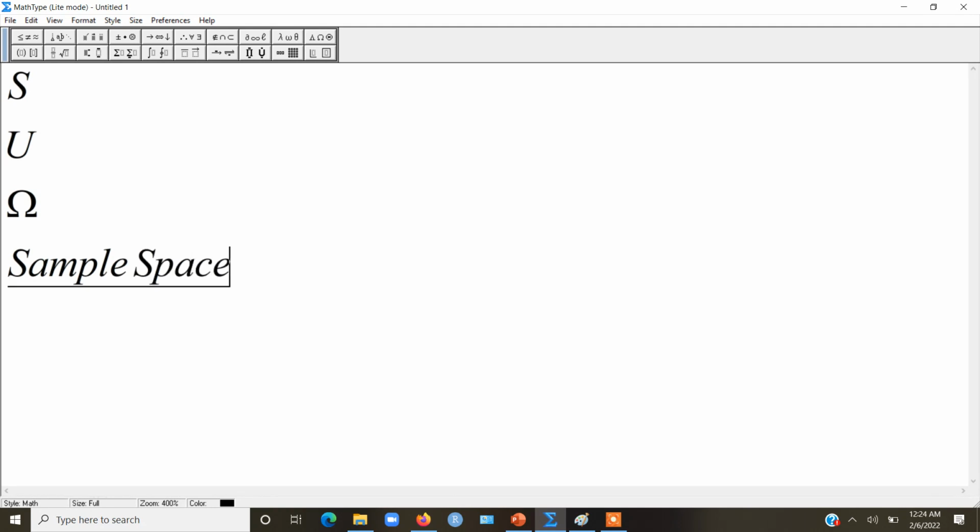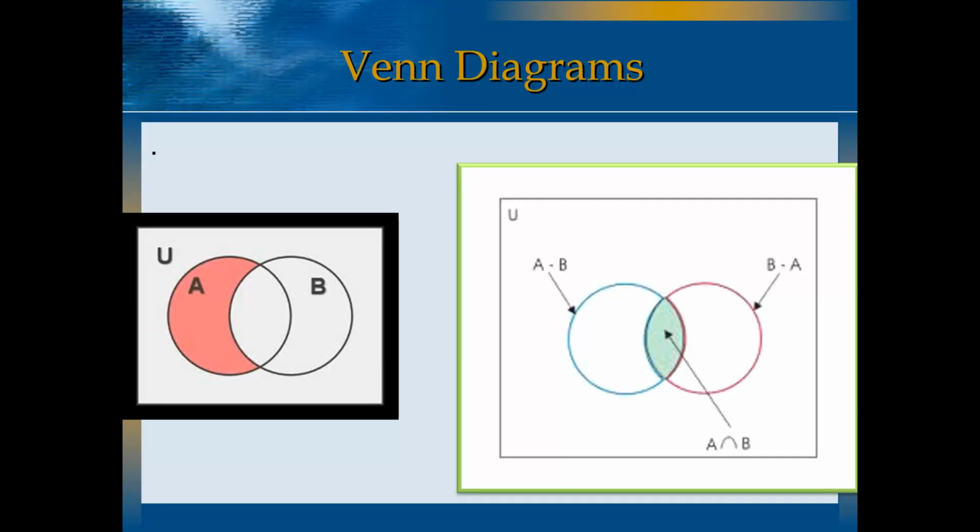And what is sample space? You must know it is a set of all possible outcomes of a random experiment. So these are the three notations that are generally used to represent the sample space. Coming back to this discussion, I have already told you that the sample space is represented by a rectangle and the sets are represented by circles.